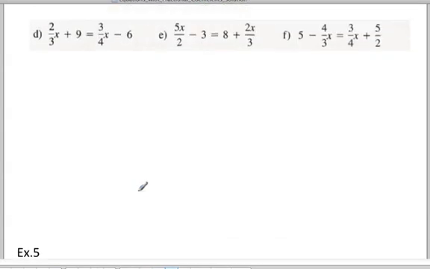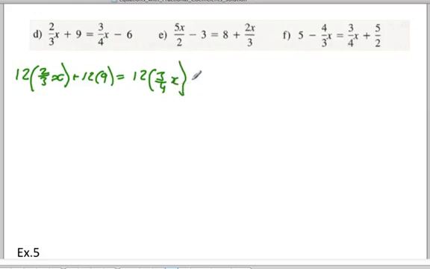Right, the next one, lowest common denominator for 3 and 4 is 12. So we're going to multiply everything on both sides by 12. So 12 times 2 over 3x plus, and it'd be 12 times 9 is equal to 12 times 3 over 4x minus 12 times 6.